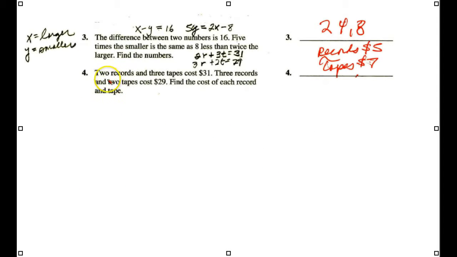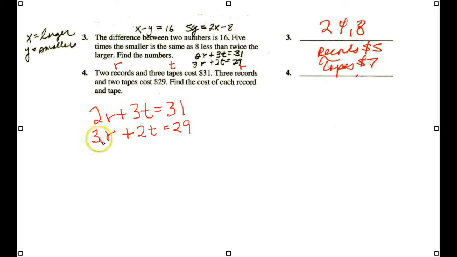Now number 4 says 2 records, let's call the records R, and 3 tapes, called the tapes T, cost this much. So 2 records, 3 tapes, this much. Then 3 records and 2 tapes cost that much. So our 2 equations then are 2R plus 3T equals 31, and 3R plus 2T equals 29.